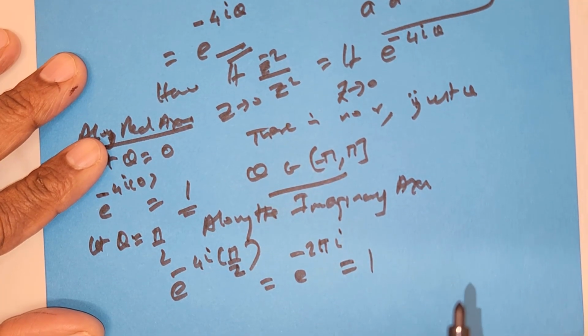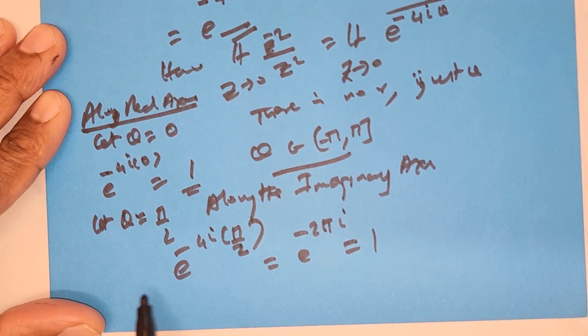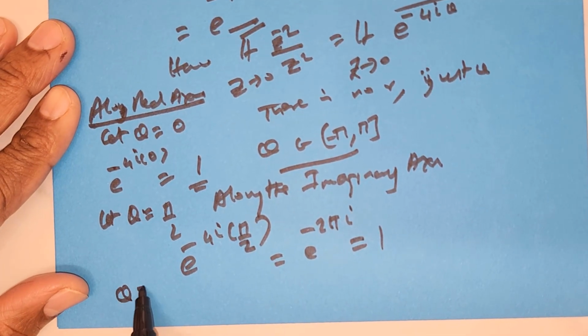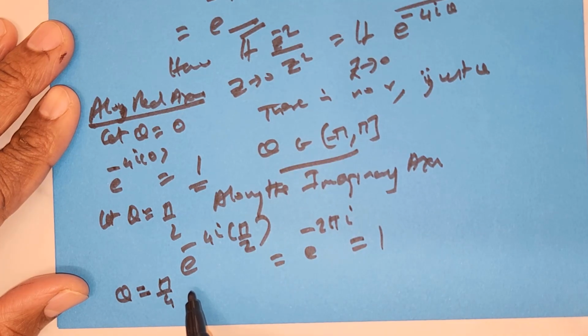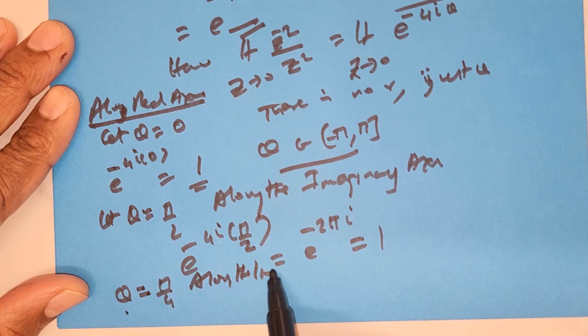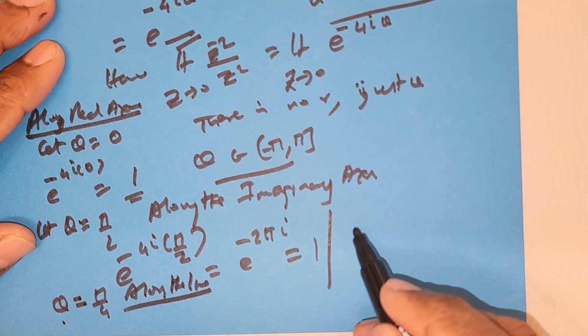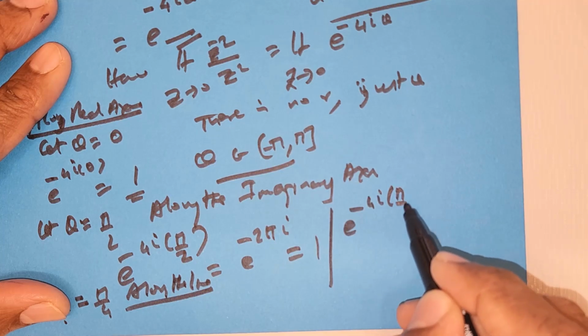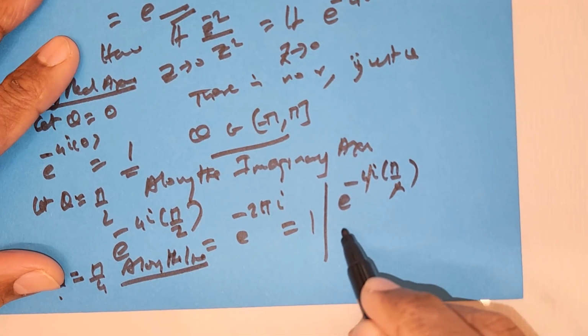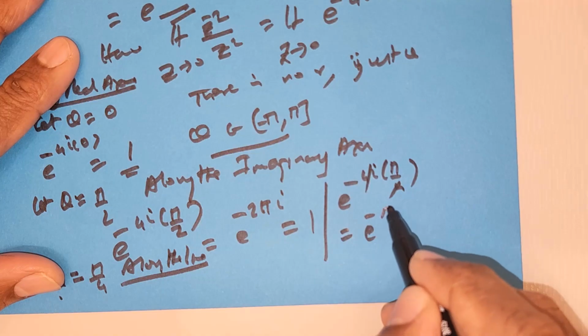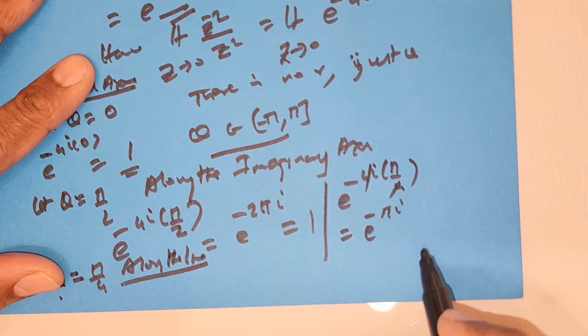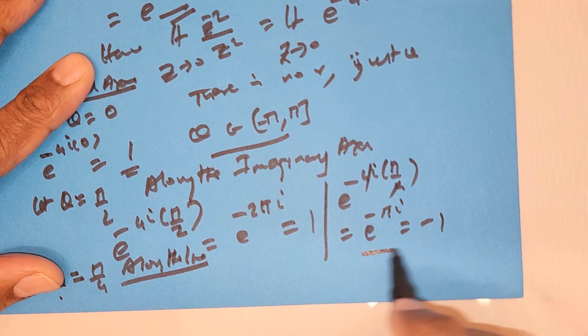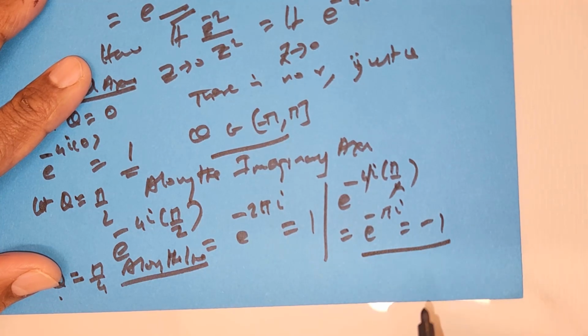Now let me take theta equal to pi over 4. This is along the line y equals x. Now guess what happens? This is e raised to the power of negative 4 times i of pi over 4. The 4 gets cancelled. E raised to the power of negative pi i. Now what is e raised to the power of negative pi i? You get negative 1. You follow me?